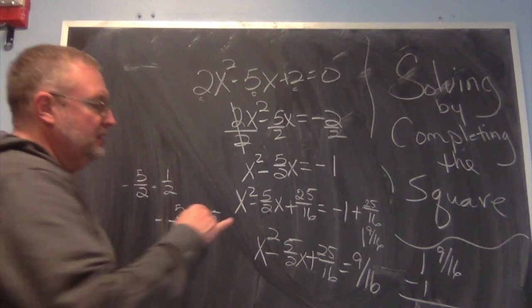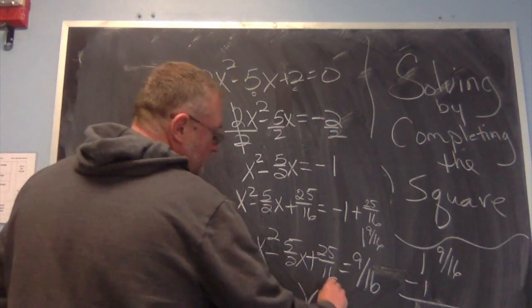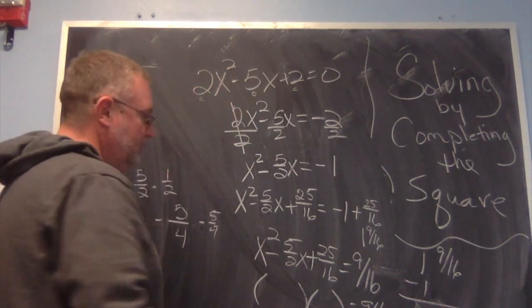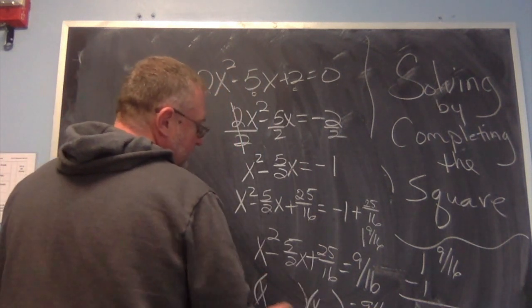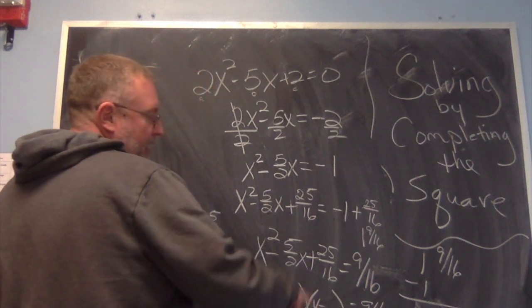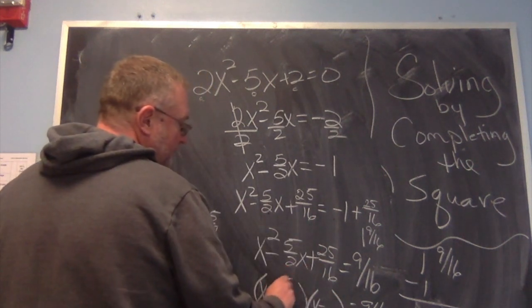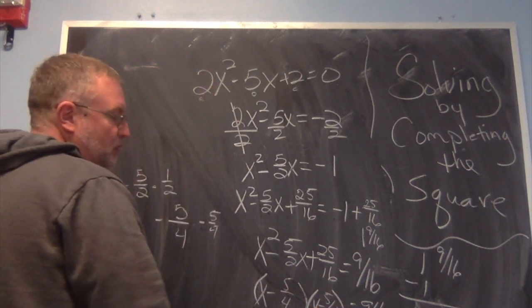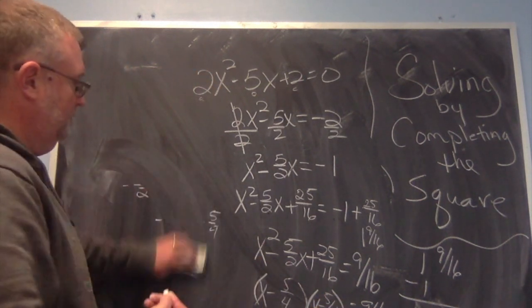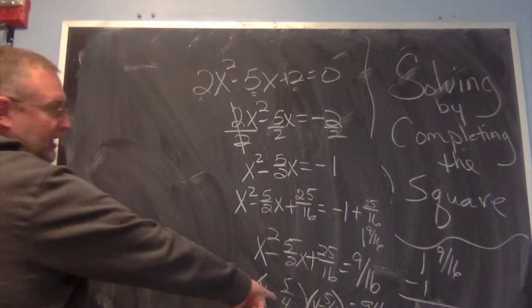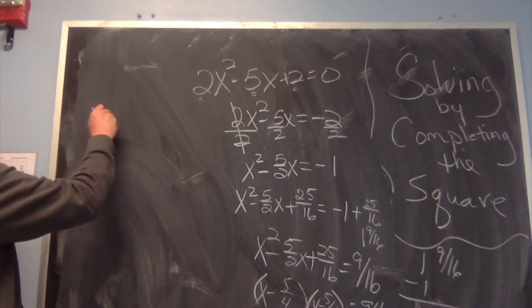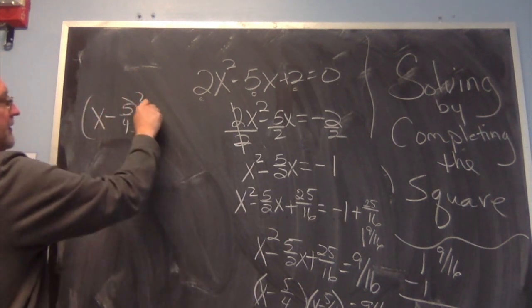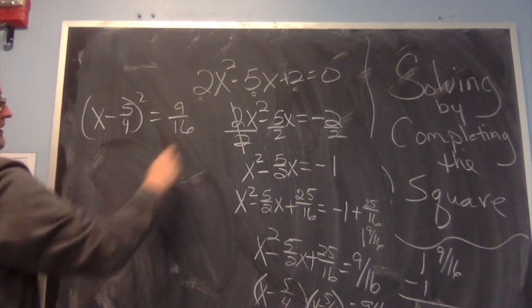All right, let's break this down now. Can you still see that? Barely. All right, so this is x and x, negative, negative, and then we know that's going to be 5 over 4, which equals, make that into a square. So now I have x minus 5 over 4 squared, because it's just repeating, equals 9 over 16.